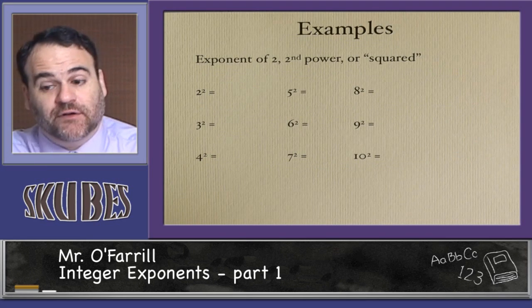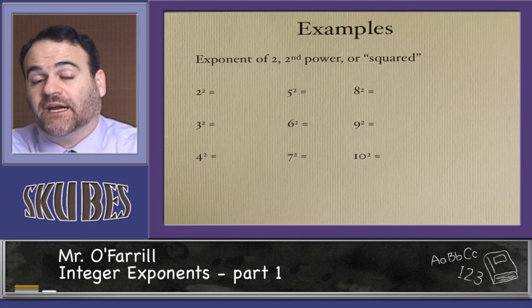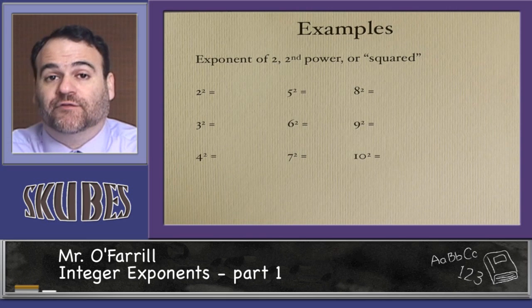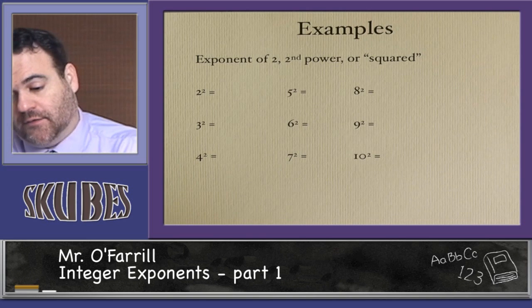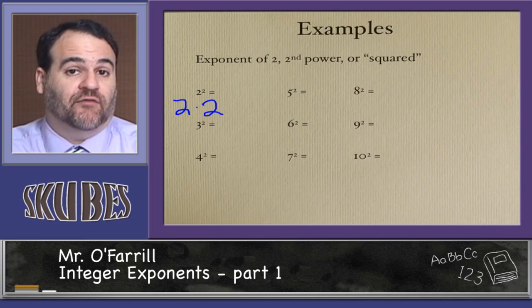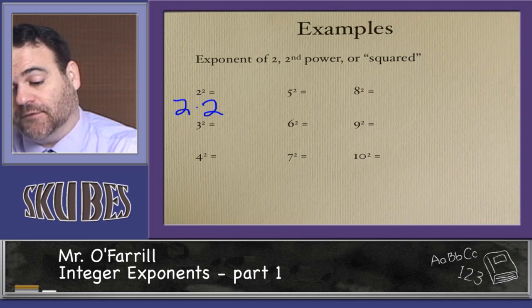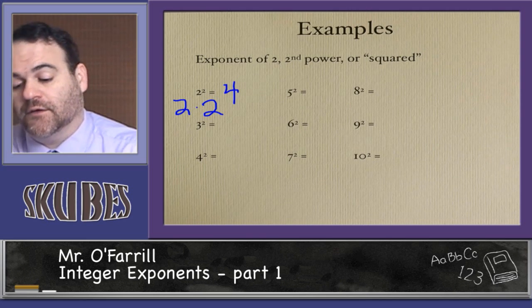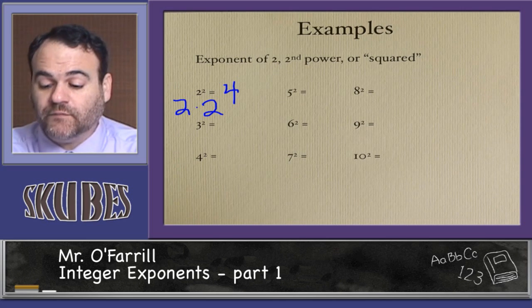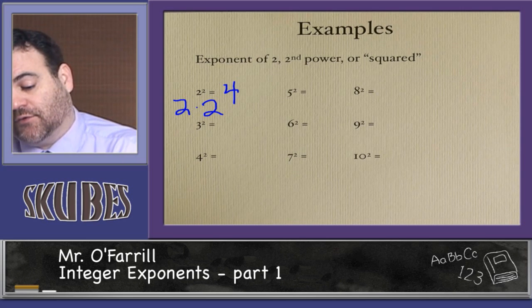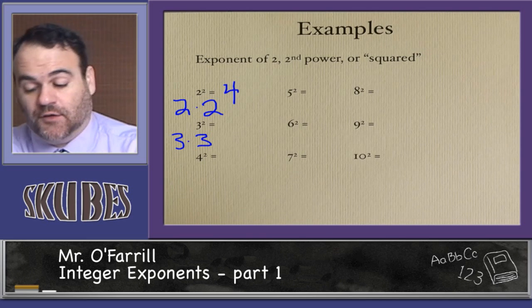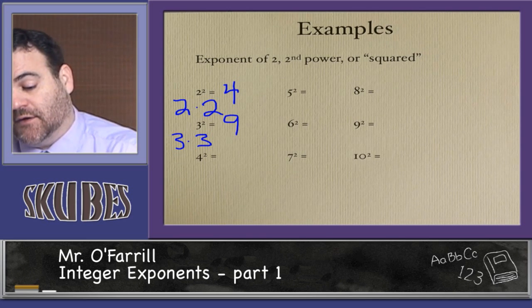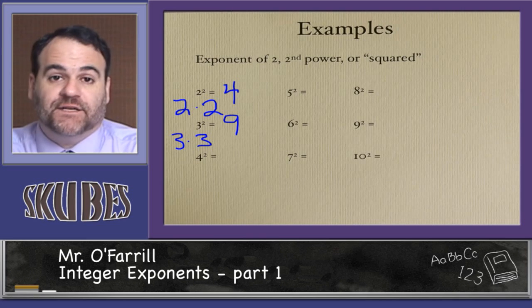For instance, an exponent of 2, which is to raise to the second power, also commonly referred to as squared or to square a number. So 2 squared, we're going to do 2 times itself. There's 2 of them, 2 2's. And 2 times 2 is 4. Next, we have 3 squared. That's where we'll do 3 times 3. There's 2 of them. 3 times 3 is 9. And it just goes on from there.